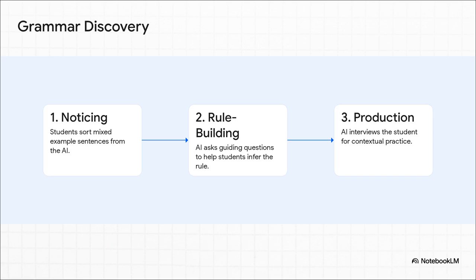This three-step process is just a beautiful scaffold. First, students just notice the different forms. They sort them. Then the AI starts asking these guiding questions like, hey, which of these sentences talk about a specific time? That helps them build the rule. And then finally, they jump into using it themselves.